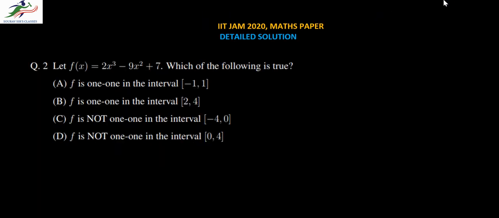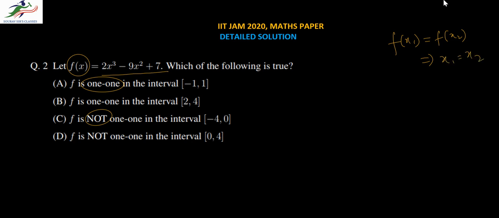We go to question number 2. Here we are given a function f(x) which is defined as 2x minus 9x squared plus 7, and then we are asked to check which of the following is true, and the choice is between whether it's one-one or not one-one. Now therefore we have to understand what one-one means, and if you Google it on the internet, you'll see several definitions of it, like f(x1) is equal to f(x2) implies x1 is equal to x2, and so on.